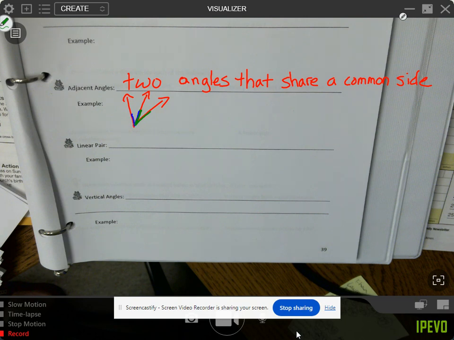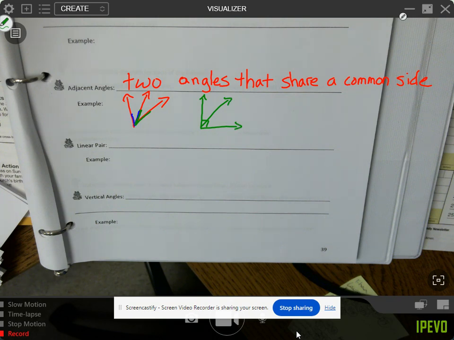Rowan? Is that the example that complementary is also adjacent? So that complementary angle that I gave that looked like this, that means that these two angles are both complementary and adjacent. Right? So yes, it can be both.